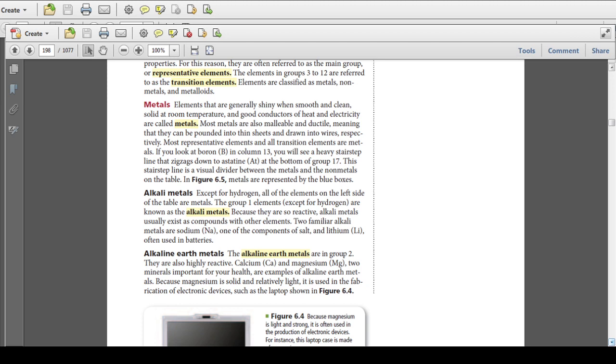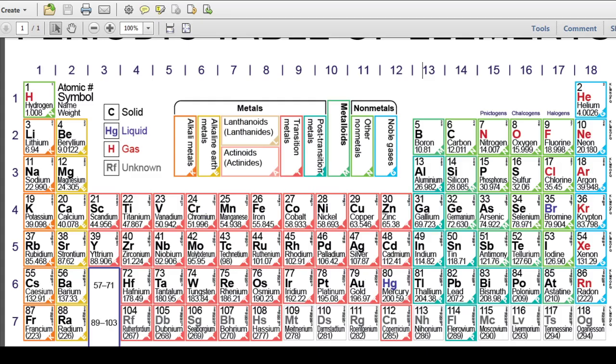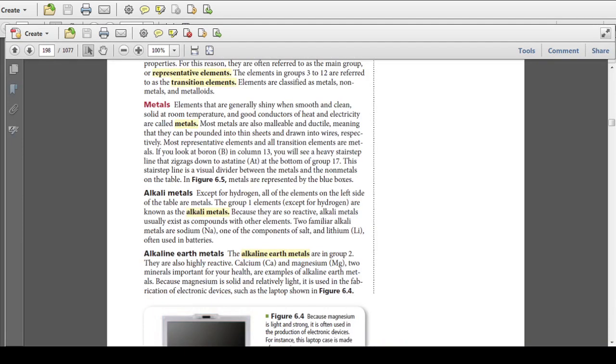And again, just to show you, that stair-step from boron to silicon to arsenic all the way down to astatine are called your metalloids. So anything marked with that little M, boron, silicon, germanium, arsenic, antimony, tellurium, and astatine, makes a little staircase. Those are what separate your metals from your nonmetals, and we call those elements your metalloids.